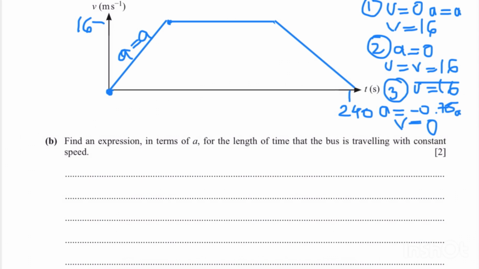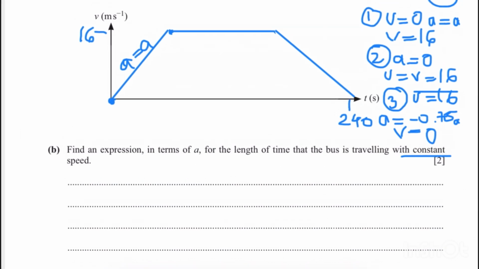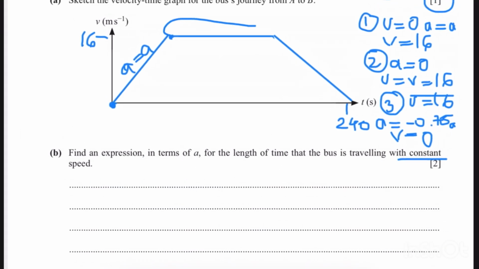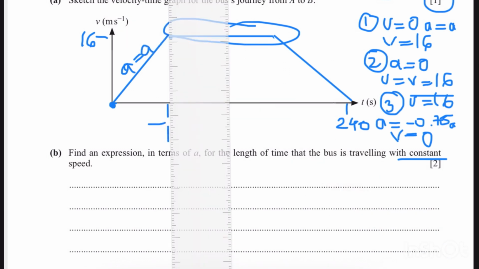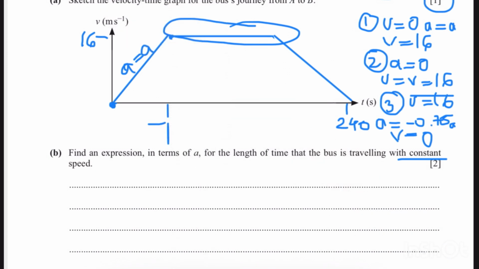Okay, so for part B, we have to find an expression in terms of a for the length of time that the bus is traveling at a constant speed. So the length of time that it was traveling at a constant speed is this. But we don't have the individual time segments at these points. This is T1, which we can call T2.